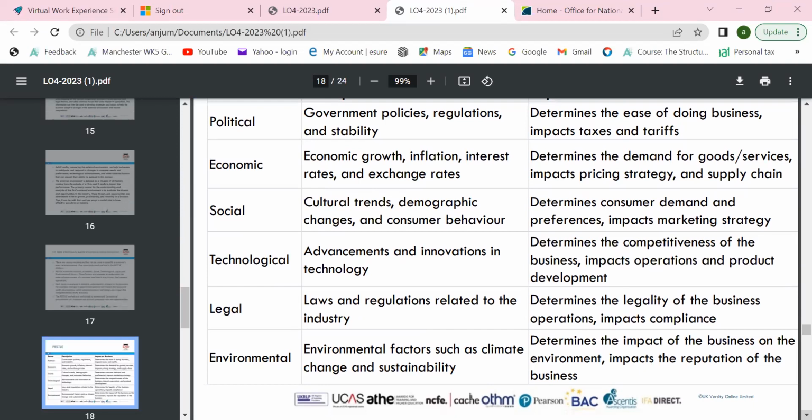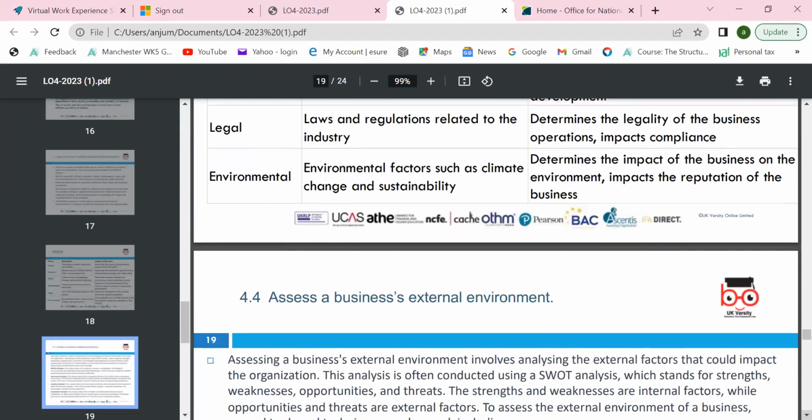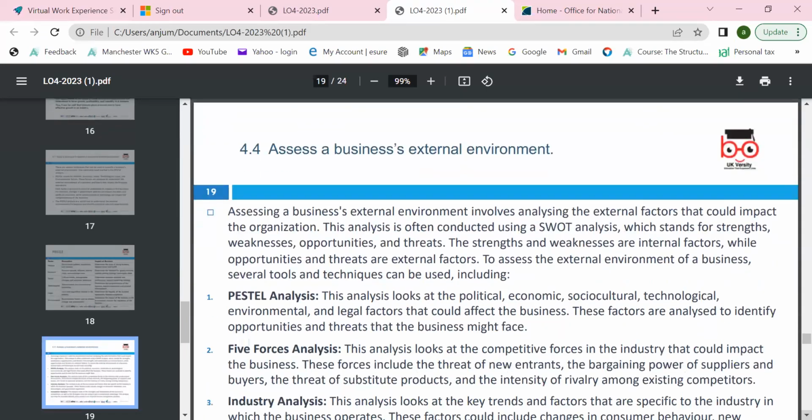And environmental: we can look at factors such as climate change and determine the impact of the business on the environment and its reputation. Then we have 4.3 and 4.4, assessing the business's external environment. Analyzing the external factors that could impact the organization can be done with what we discussed in yesterday's lesson, SWOT: internal strengths and weaknesses, external opportunities and threats. That can be external: political, economic, social.